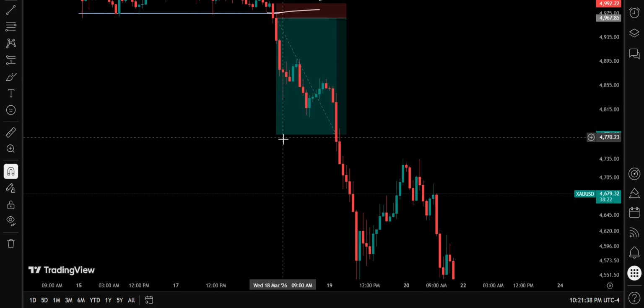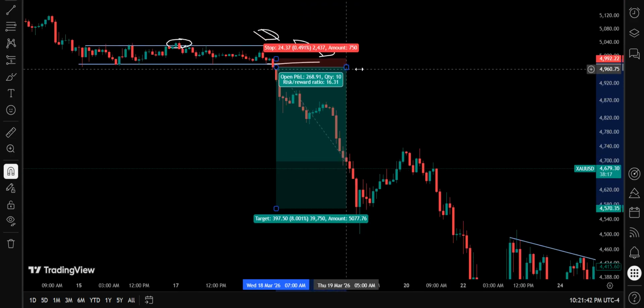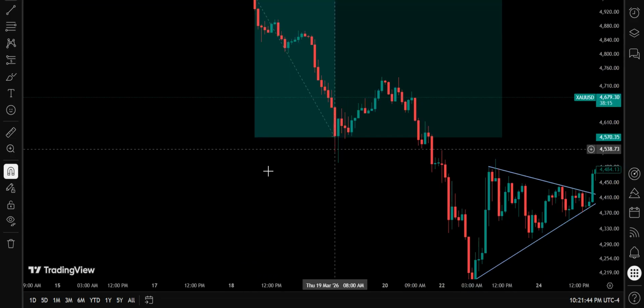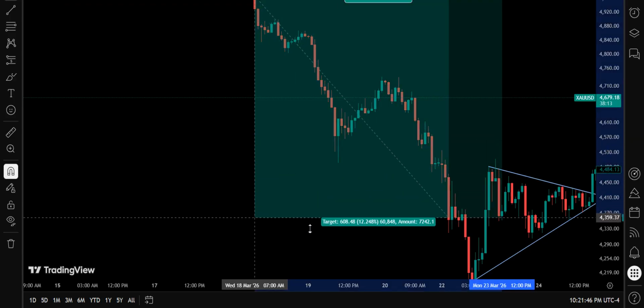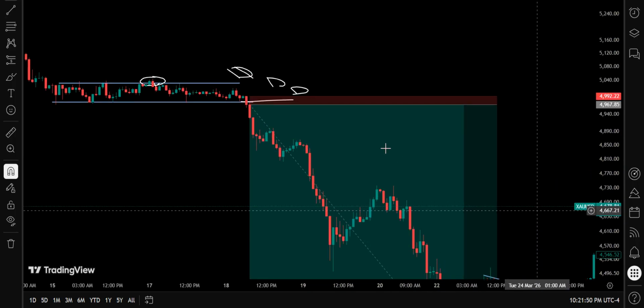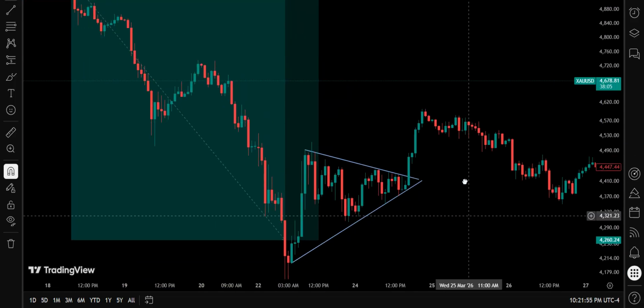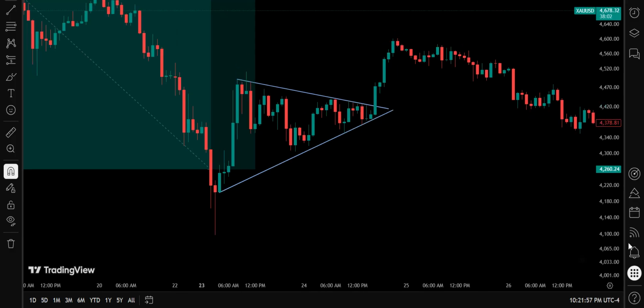Here you can see after that breakout, how much the market made a bearish movement. Look at this, it is around 29 times your stop loss. Now let's move to the next example. It was a bearish example.